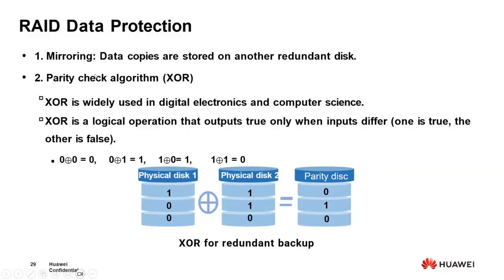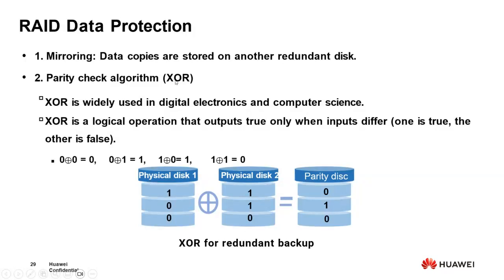But how about parity check? Basically, for those that took the previous course with me, we know that parity checks help to recalculate missing files, or missing fragments of a file. But in Huawei, they use the XOR logic gate, basically. That's the algorithm they use to calculate the parity. So it's called the parity check algorithm. It uses XOR.